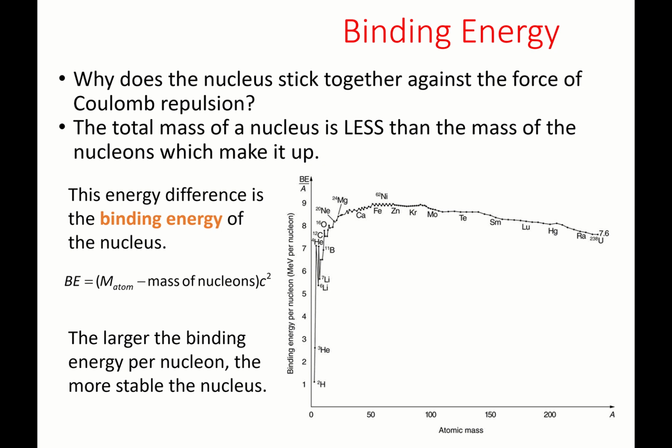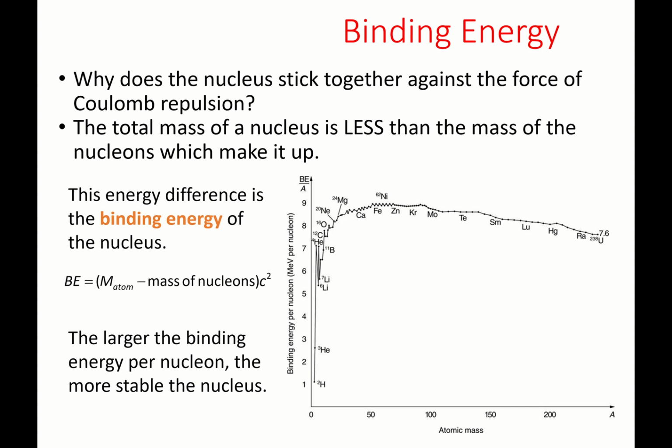The larger the binding energy per nucleon, the more stable the nucleus is. So if you look at that graph on the side, you can see that around iron and nickel, the transition metals, those are the most stable nuclei. They have the highest binding energy. And as we go out to higher atomic number, it decreases. And as we go down to lower atomic number, down to hydrogen, it also decreases and becomes less stable.